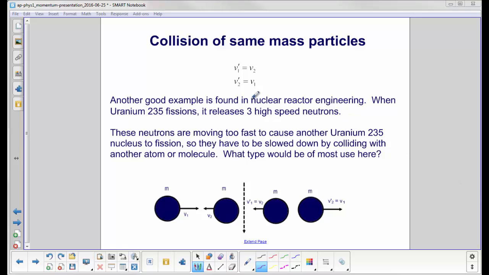Another good example is found in nuclear reactor engineering. When uranium-235 fissions, it releases 3 high-speed neutrons. The problem there is those neutrons are moving too fast to cause another uranium-235 nucleus to fission, so they have to be slowed down. They have to collide with something else that will slow them down. We typically call that a moderator. What type of object would you use to slow down high-speed neutrons?